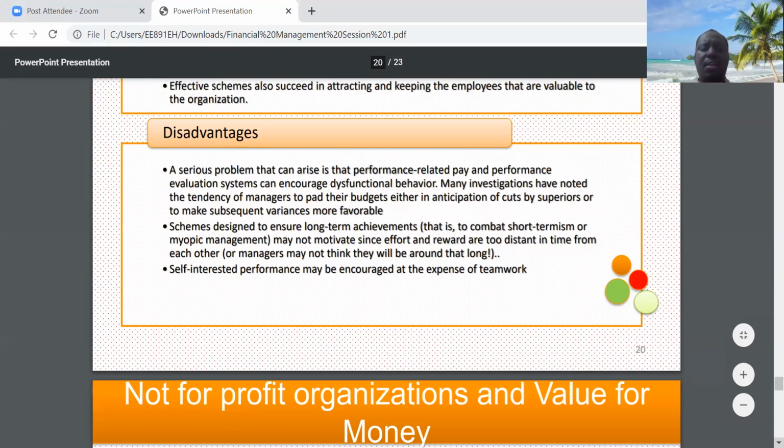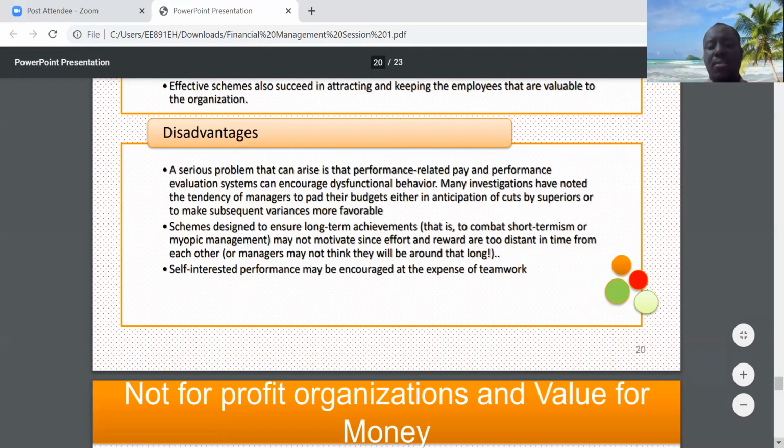The second thing here also is that it may result in self-interested performance. When you do a lot of incentivization, you must make sure that it does not lead to a focus on self rather than the teamwork. So if people are always chasing the incentives, then it's about them and not about the organization, and it becomes very, very dysfunctional for the organization in that regard. You don't want people to focus so much on just them getting the incentives. You want them to focus on the entire organization and the team.